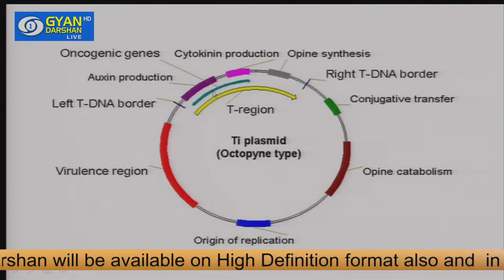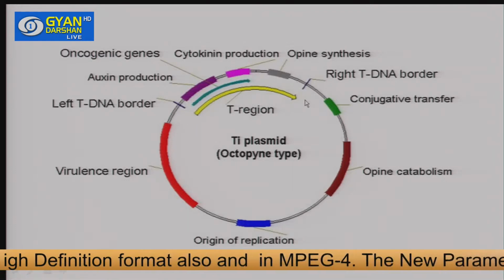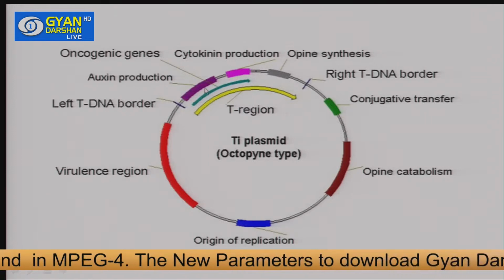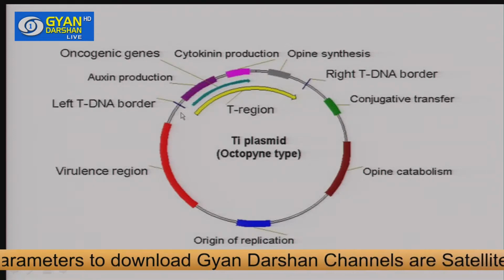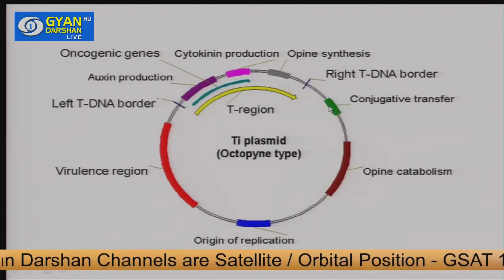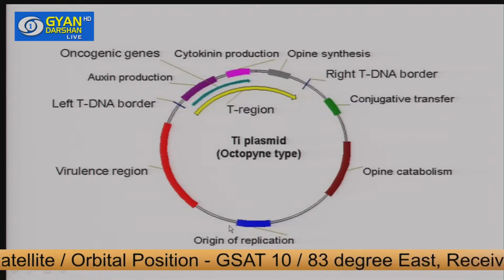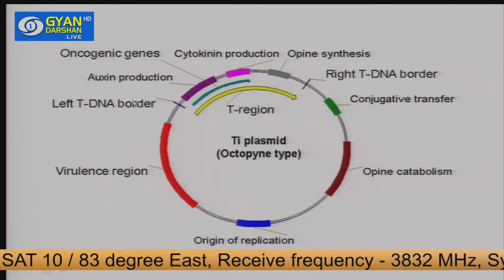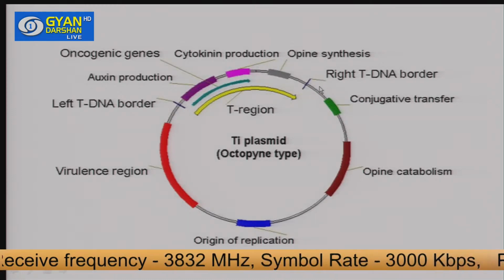And this particular region between these two borders is known as the tDNA region or transfer DNA region, meaning that only this portion of the DNA will be transferred into the plant cells. The rest of the portions will not be transferred. But you have to remember that the other portions are also important so far as the transformation process is concerned. It's not that these are not important, but only the tDNA region will be transferred.